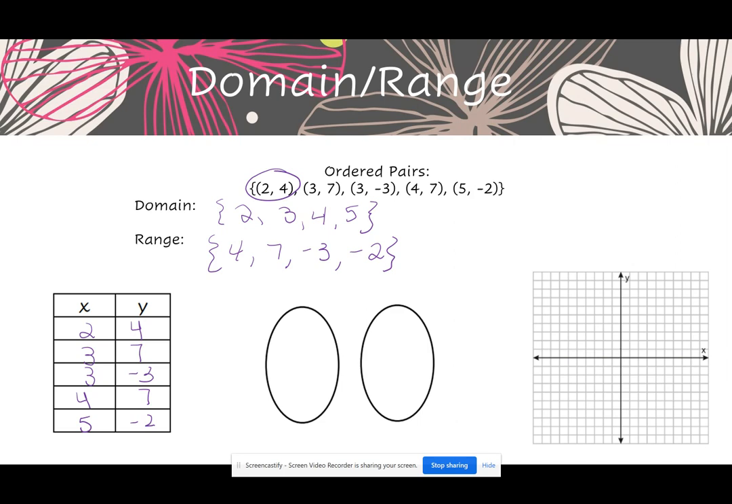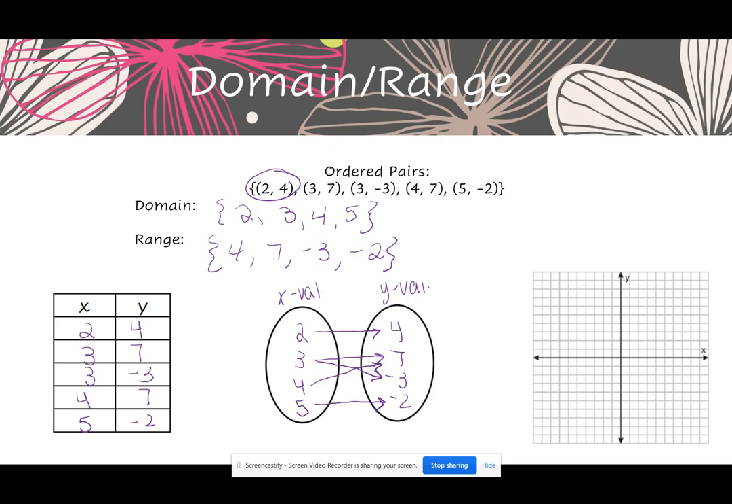Now we're going to map it. So this is your x values, and this is your y values, and we're going to list them out. So 2, 3, 4, 5. Pretty much list out your domain and range in each of these, and then you're going to draw an arrow. So 2 goes with 4, so we draw an arrow from 2 to 4. 3 goes with 7. 3 also goes with -3, so it can have 2 arrows there. 4 also goes with 7, and then 5 goes with -2. So you're drawing the arrow to what they go with.